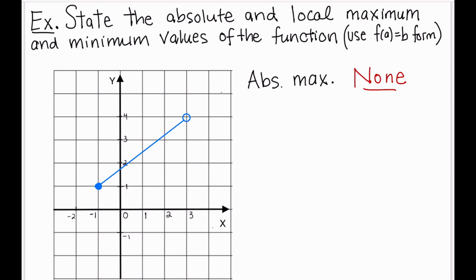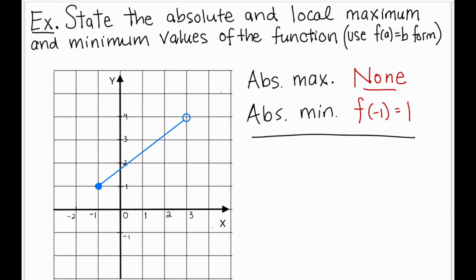So let's look for the absolute minimum value. Again, remember that that's just the lowest point on the graph. So my eye automatically gravitates towards this point. That looks like the lowest point, and it's not an open circle, so we're good. And that will be our absolute minimum value. I'm going to write that as f of -1, which is equal to 1. So that takes care of our absolute maxes and mins.